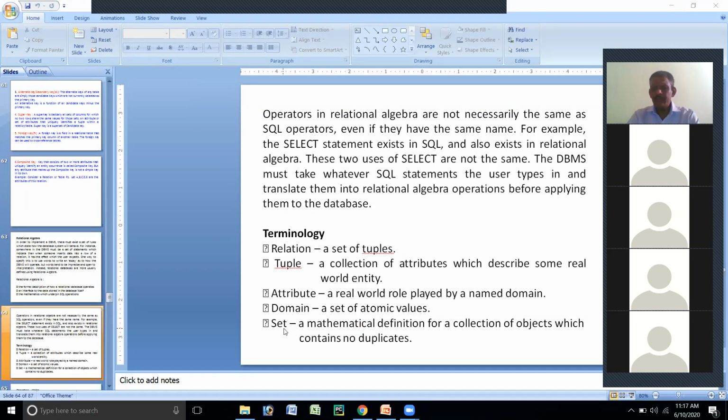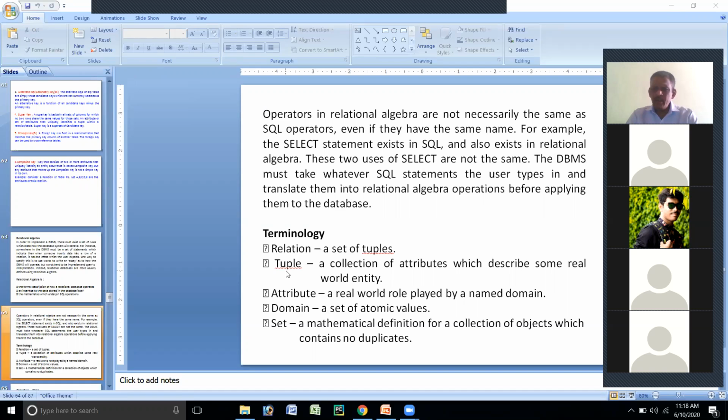Then what is a set? A mathematical definition for a collection of objects which contains no duplicates. Set means, according to mathematics, a collection of unique objects. Then what is a domain? A set of atomic values is called a domain. Then what is an attribute? A named domain is an attribute.